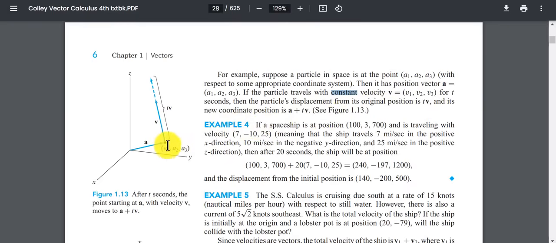So where is it after 1 second? It's here, which is what? a plus v. Where is it after 2 seconds? a plus 2v, and so on. So in general, it's a plus tv.